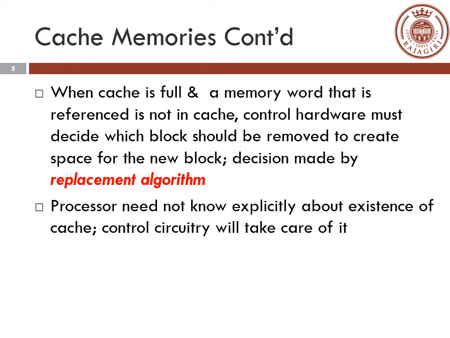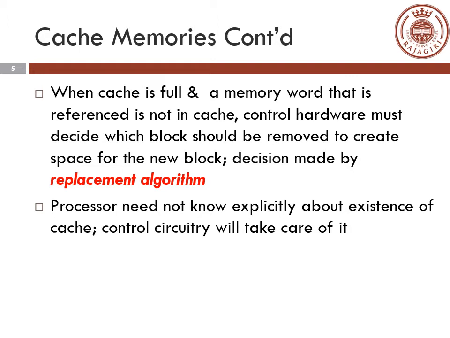Now suppose, as I said, the size of the cache memory is small. So suppose the cache memory is full, and you want to update the cache memory with new data. In that case we will have to replace a few locations in the cache, and the decision to remove which data is made using the replacement algorithm.